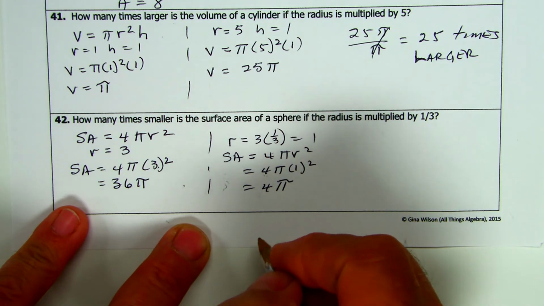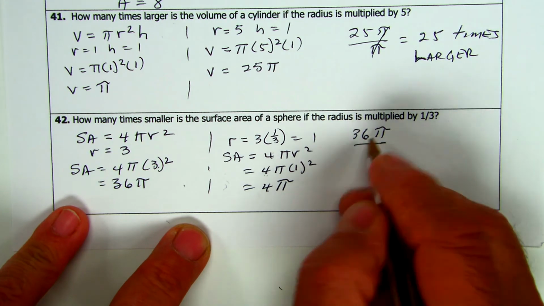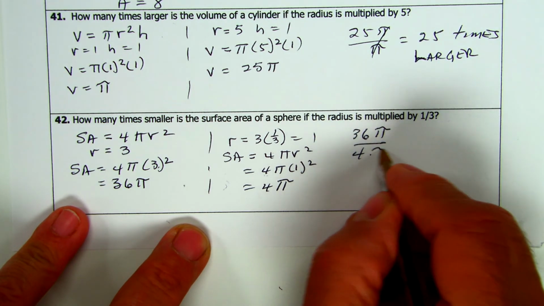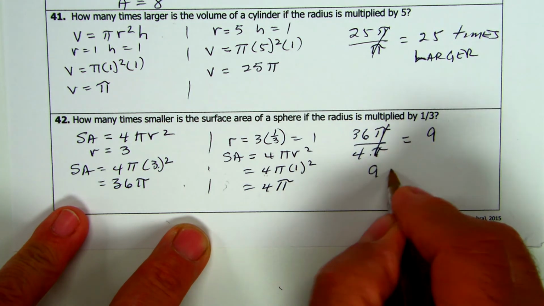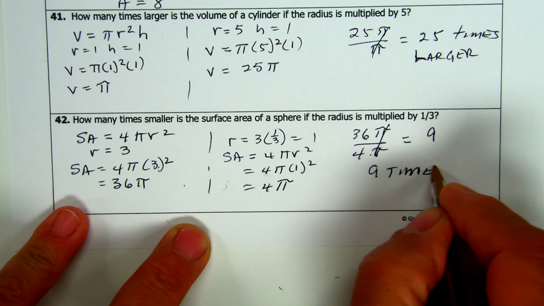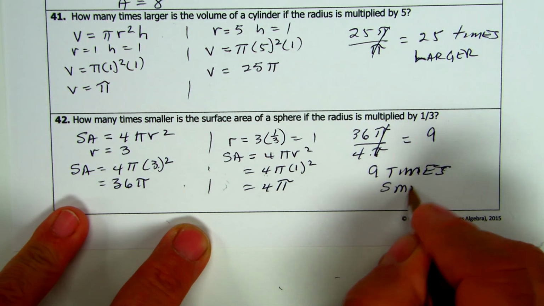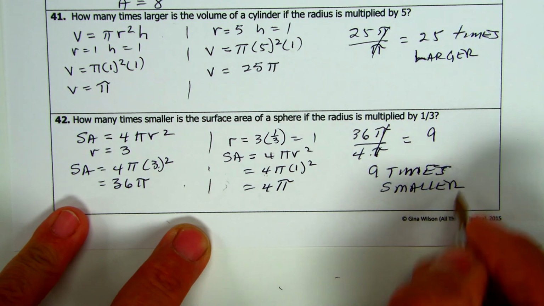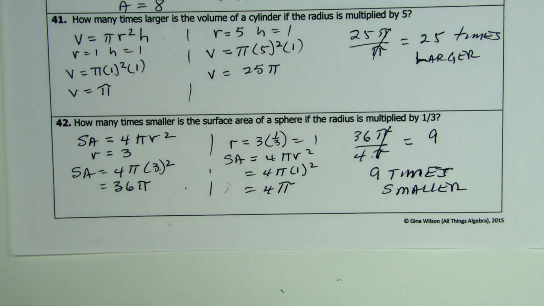So we can look at this and say that 36 pi over 4 pi would equal 9. So it'd be 9 times smaller. And that concludes the Unit 11 test study guide.